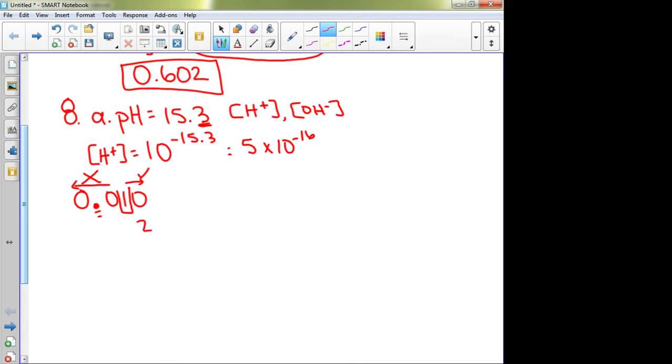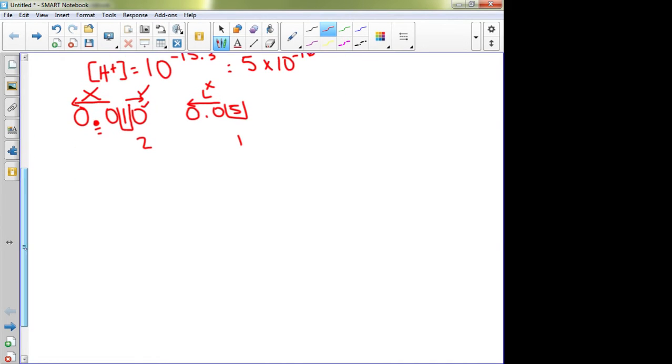So I know this is 2 sig figs, because the 1 automatically counts. Any number that's not 0 counts, and this 0 counts because it's to the right. So if it was 0.05, that would just be 1 significant figure, because both of these zeros are to the left. Left is losers. And if I had the number 200, no decimal, then it's still only 1 significant figure.